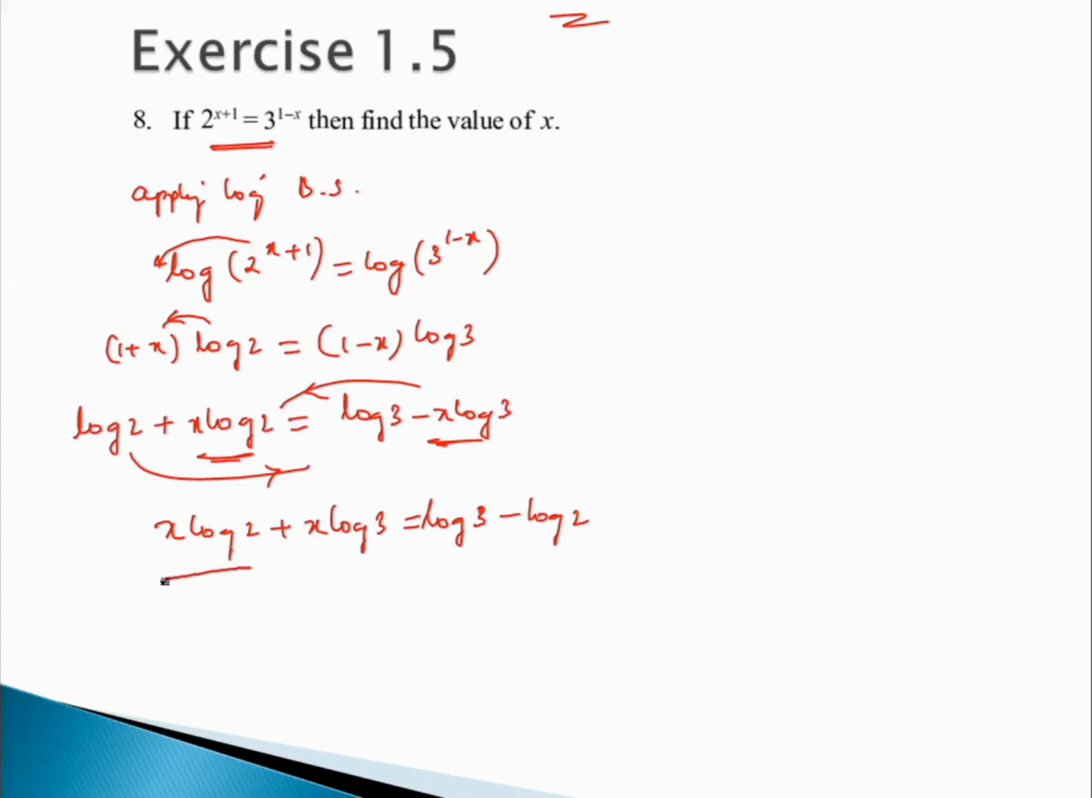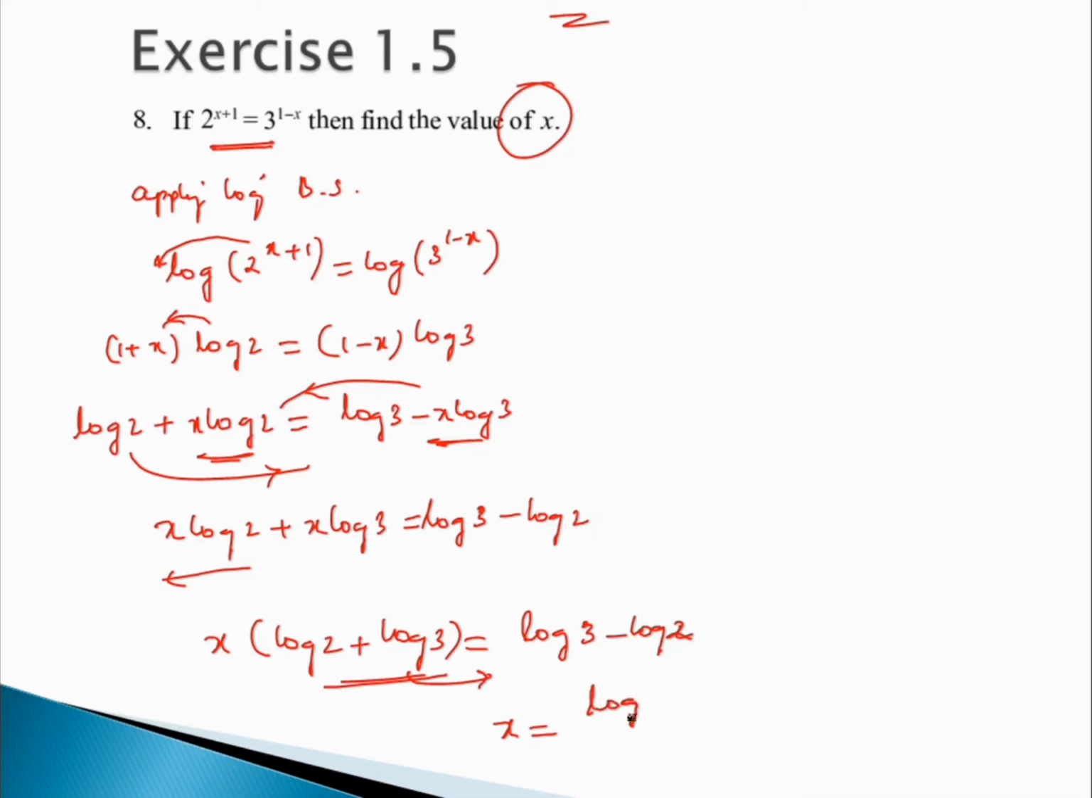Now I'm taking x common. x is removed out, then log 2 is left out, also log 3 is left out, which is equivalent to log 3 minus log 2, right? He is asking here to find the value of x. So I need only the x on the LHS. I'm shifting everything to the RHS now: log 3 minus log 2 over log 2 plus log 3, which is your required answer.